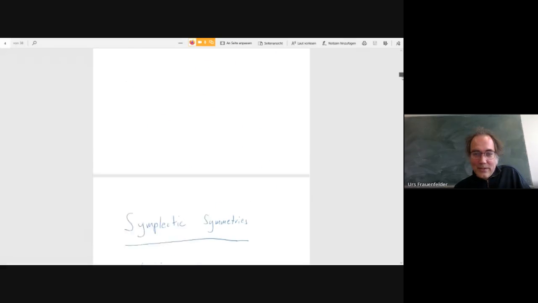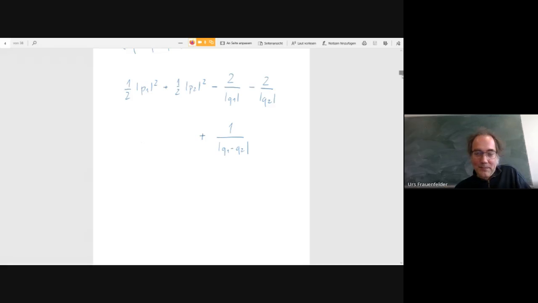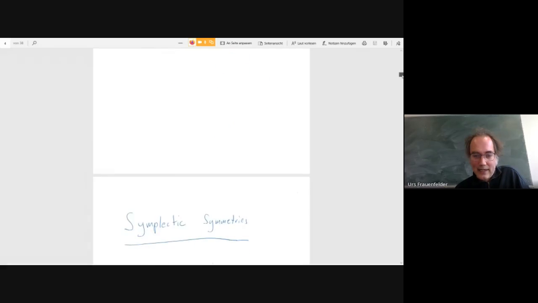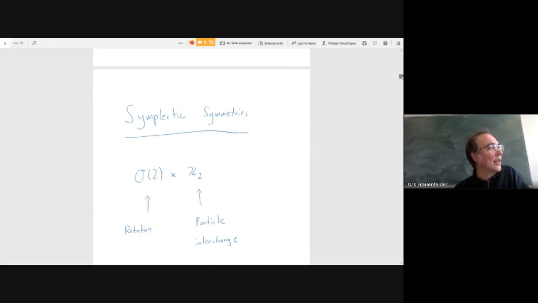And so there are symmetries for this Hamiltonian. What are the symmetries? First, we can rotate, so we have a rotational invariance. But we have to rotate both electrons simultaneously. We cannot just rotate one single electron. So we have just O2 symmetry and not O2 times O2. But then we also have a Z2 symmetry. We can interchange the two electrons, and these two symmetries commute.